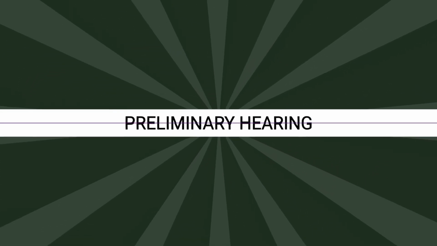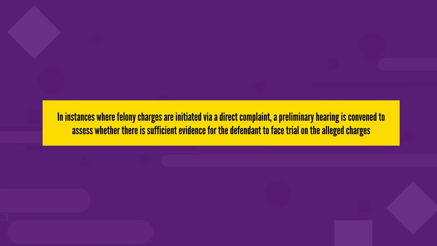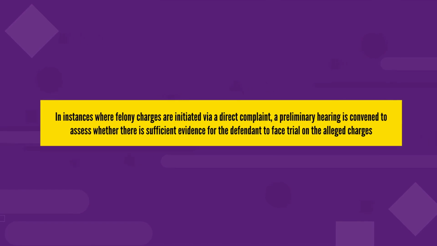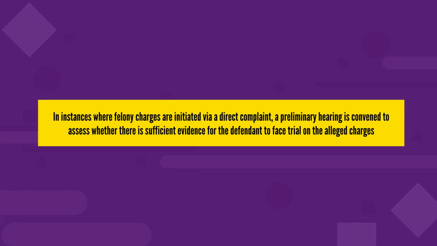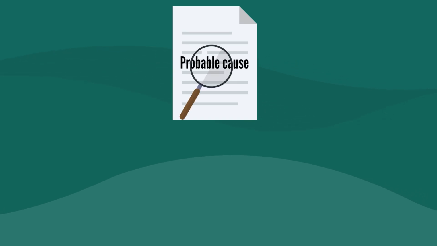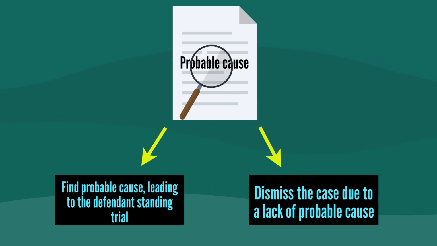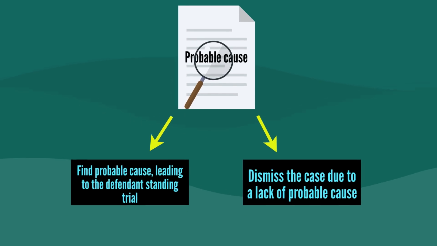Preliminary hearing. In instances where felony charges are initiated via direct complaint, a preliminary hearing is convened to assess whether there is sufficient evidence for the defendant to face trial on the alleged charges. During this hearing, the prosecutor presents evidence to a judge aiming to establish probable cause, which essentially means that a reasonable person could conclude the accused individual committed the crime. Subsequent to the hearing, the judge can either find probable cause, leading to the defendant standing trial, or dismiss the case due to a lack of probable cause.